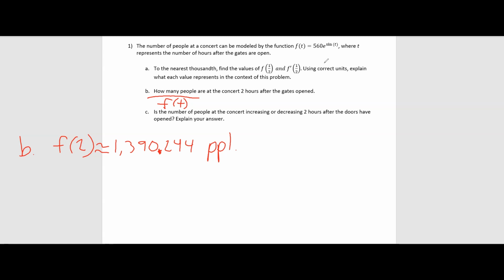It says, is the number of people at the concert increasing or decreasing 2 hours after the doors have opened? Explain your answer. So we know how many people are at the concert 2 hours after the doors have opened, but we don't know if people are leaving at that point or if they're still coming in. So think about, does the original function or the derivative give us the rate, right? We want to know if there's a positive or negative rate of people entering or leaving. Well, if it's positive, they'll be entering. If it's negative, they'll be leaving. But we need to find the derivative value, so f prime of 2, to know what that rate is, to know whether people are still entering or whether they have begun to leave.